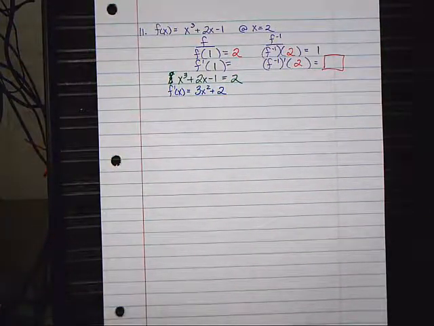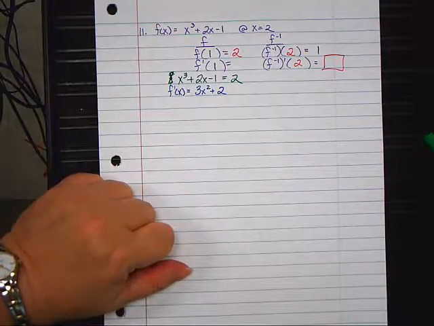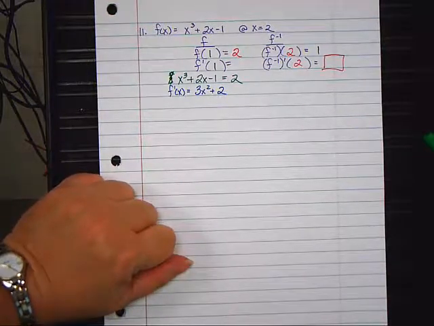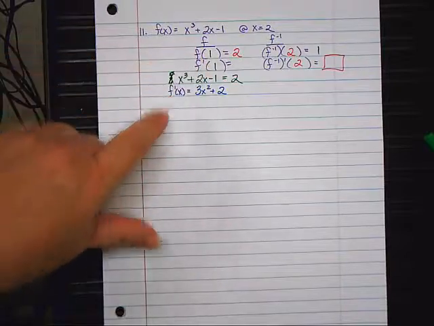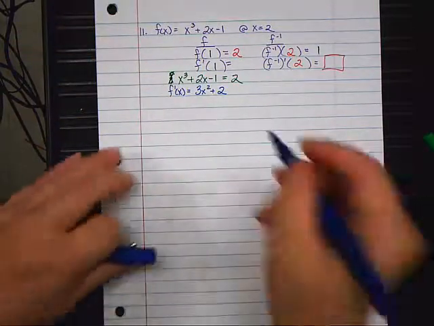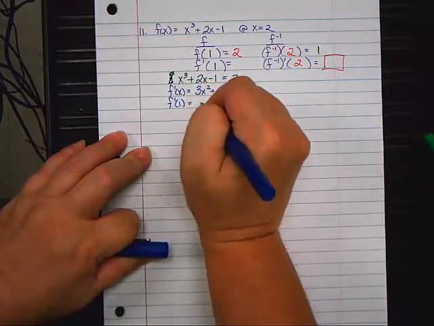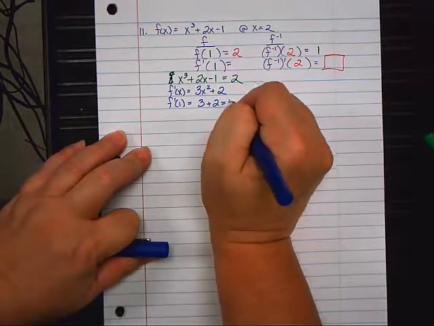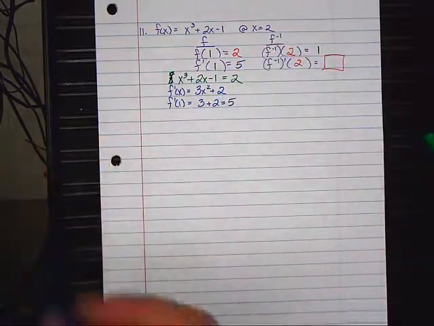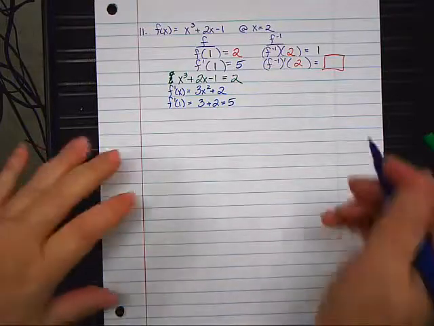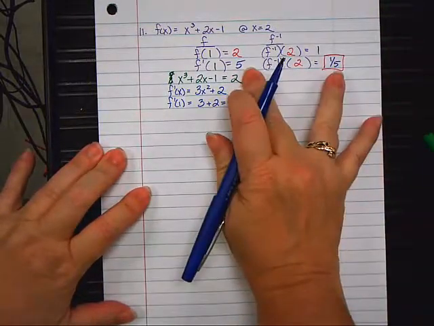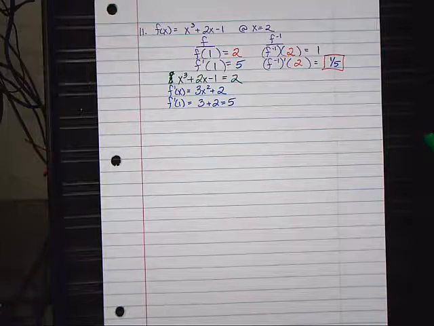And now, Gemma, am I supposed to plug in 1 or set it equal to 1? What do you think? Plug in, because the 1 is an x value. It goes in for x. So now we plug in 1, and we get 3 plus 2 equals 5. Goes there. And, Maggie, what's the final answer? 1/5. Because these two are supposed to be reciprocals of each other.